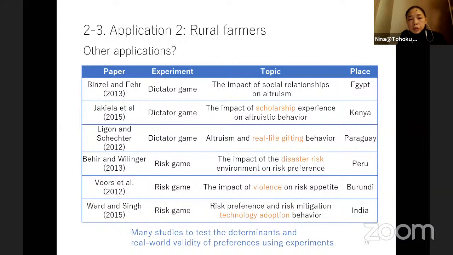So risk averters prefer to use insurance or risk-resilient crops. This kind of relationship is confirmed by them. Anyway, you can see many studies testing the determinants or real-world validity of preferences using experiments. There are so many other studies, many possibilities.